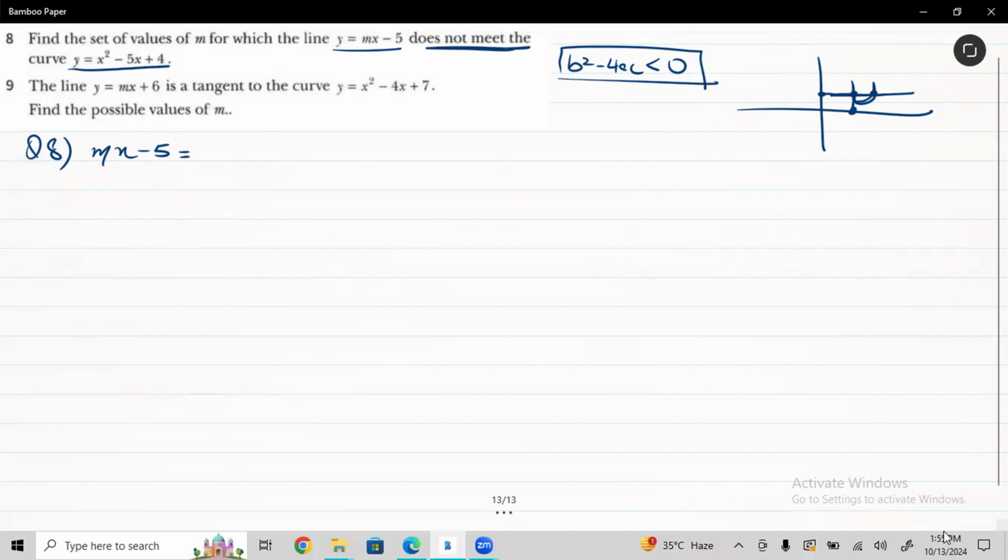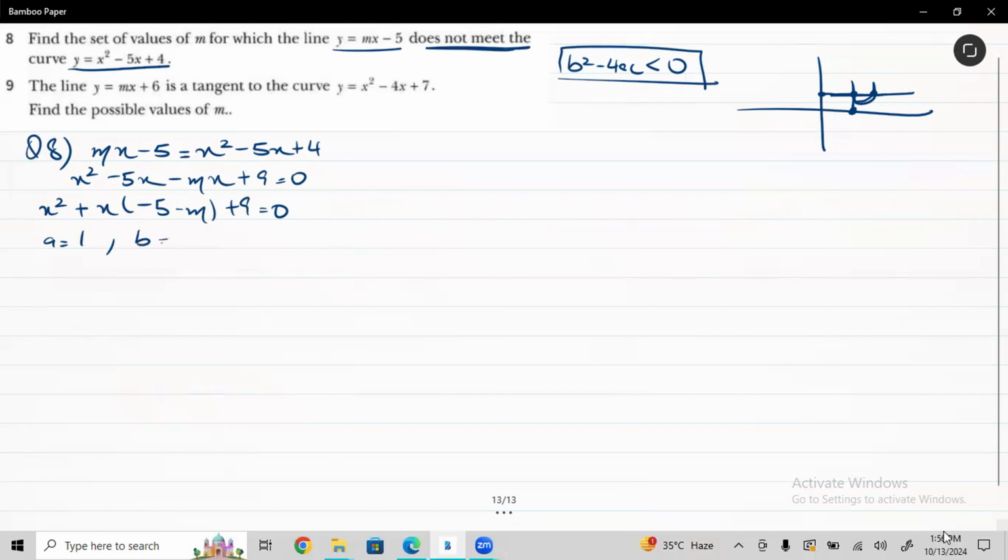So mx minus 5 is equal to x squared minus 5x plus 4. Simplify this up. x squared minus 5x minus mx plus 4 plus 5, which is plus 9, is equal to 0. Simplify this, or you can say factorize this. Positive x as the common: x squared plus (minus 5 minus m)x plus 9 is equal to 0. So again, what's the coefficient of x squared? A is equal to 1. B is equal to minus 5 minus m as a whole. And the constant is equal to 9.